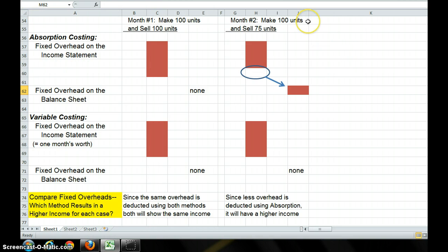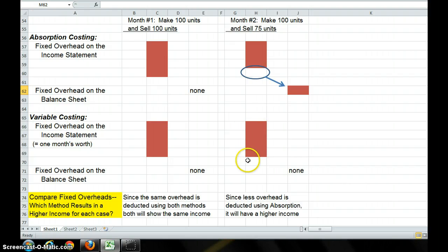In month number 2, let's assume we make 100 units, but we only sell 75. So 3/4 of the units that we sold go into cost of goods sold. That means 3/4 of the fixed overhead gets deducted out on the income statement as part of cost of goods sold. 1/4 of the units are not sold. That means 1/4 of the fixed overhead for the period gets attached to finished goods inventory items which are not on the income statement. They are an asset on the balance sheet.